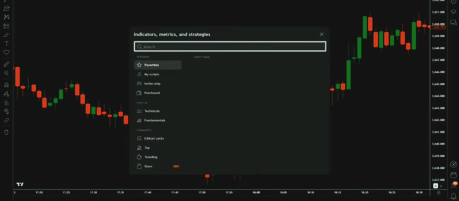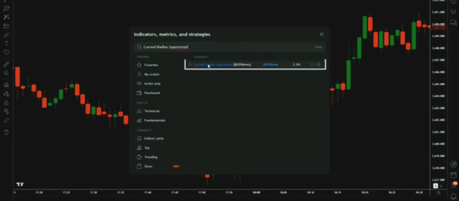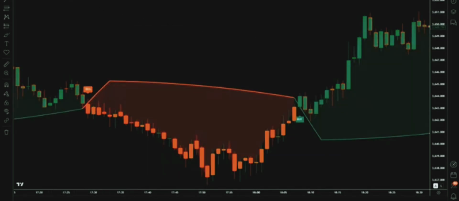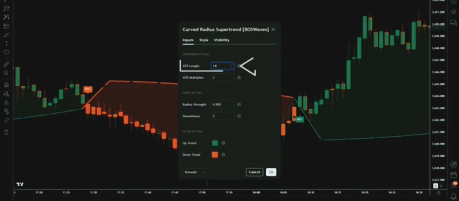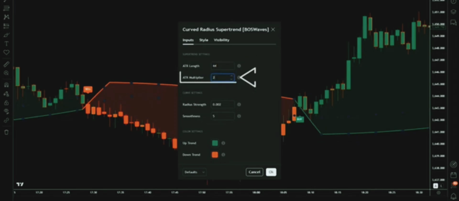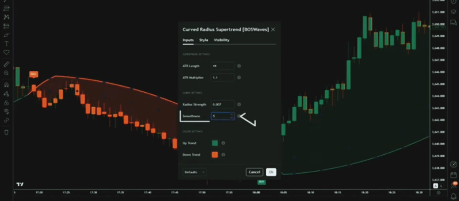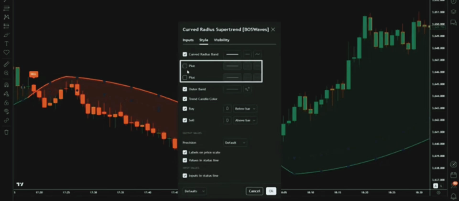First of all, we will search curved radius supertrend in the search box of TradingView. After that we have to click on the curved radius supertrend option, in which we have to change some settings. We have to change this ATR length option from 14 to 44. We have to change this ATR multiplier option from 2 to 1.1. We have to change this radius strength option from 0.002 to 0.007. We have to change this smoothness from 5 to 7. We need to right-click these options.